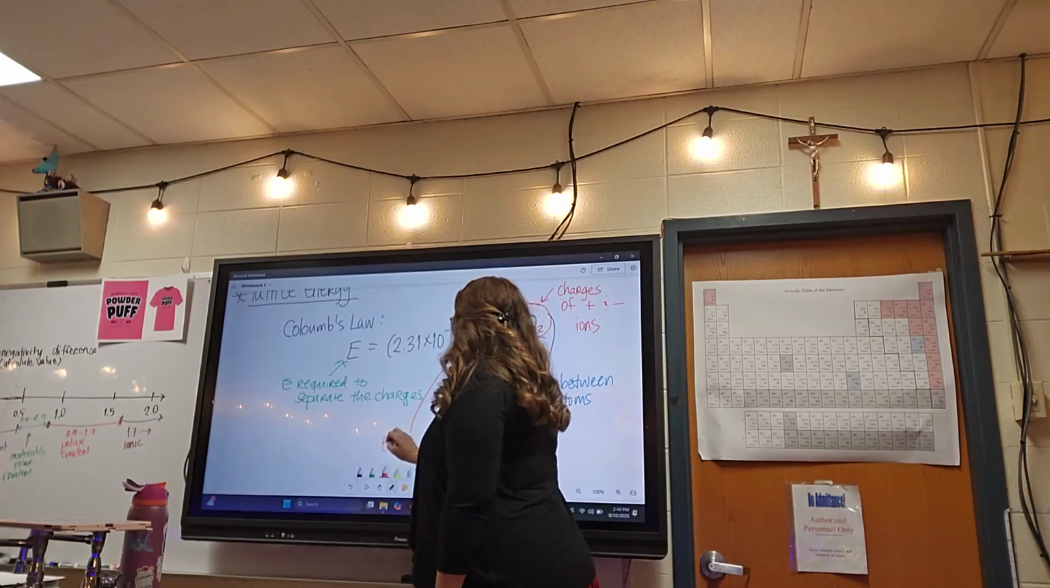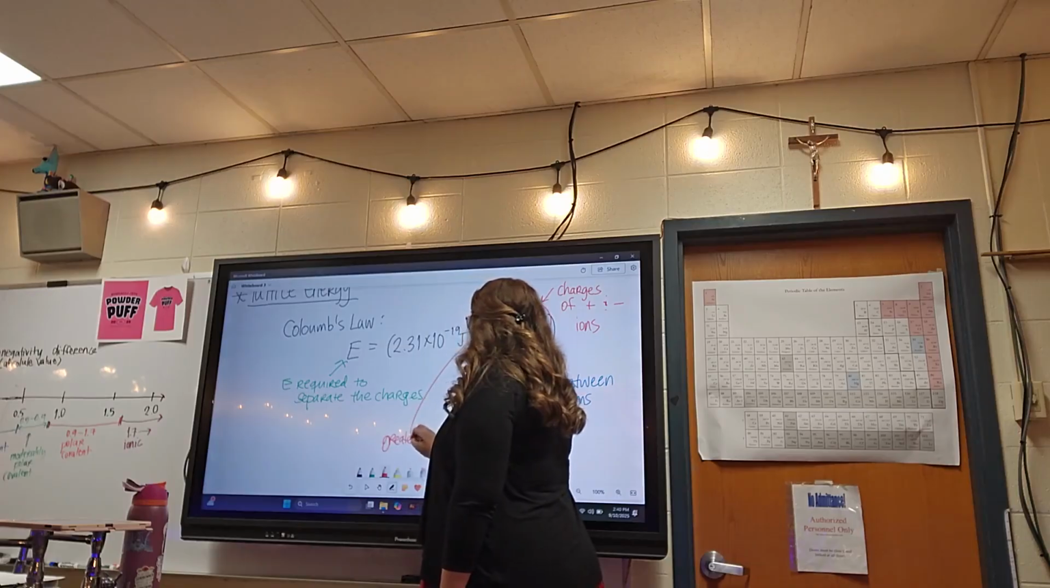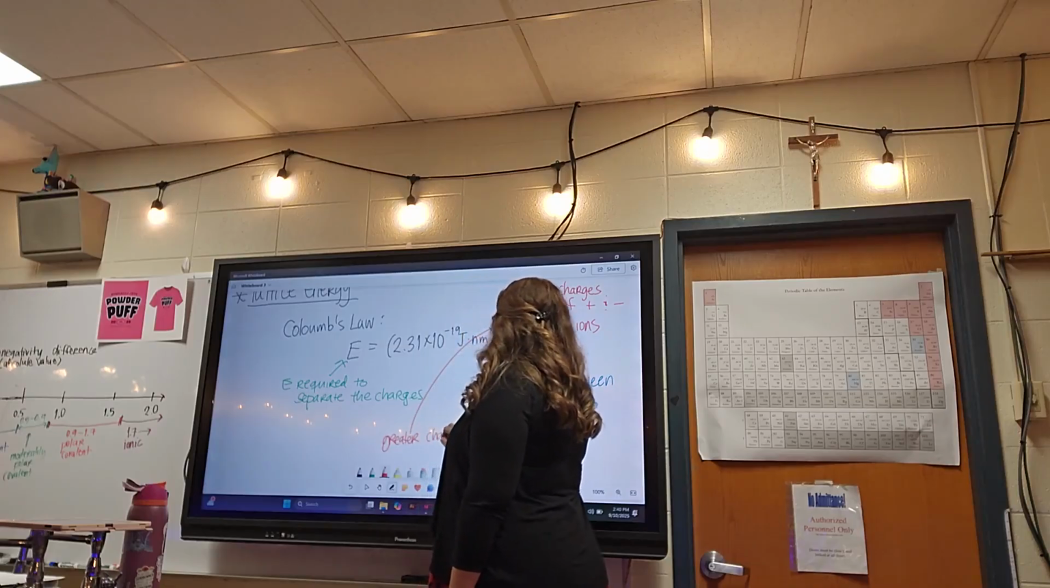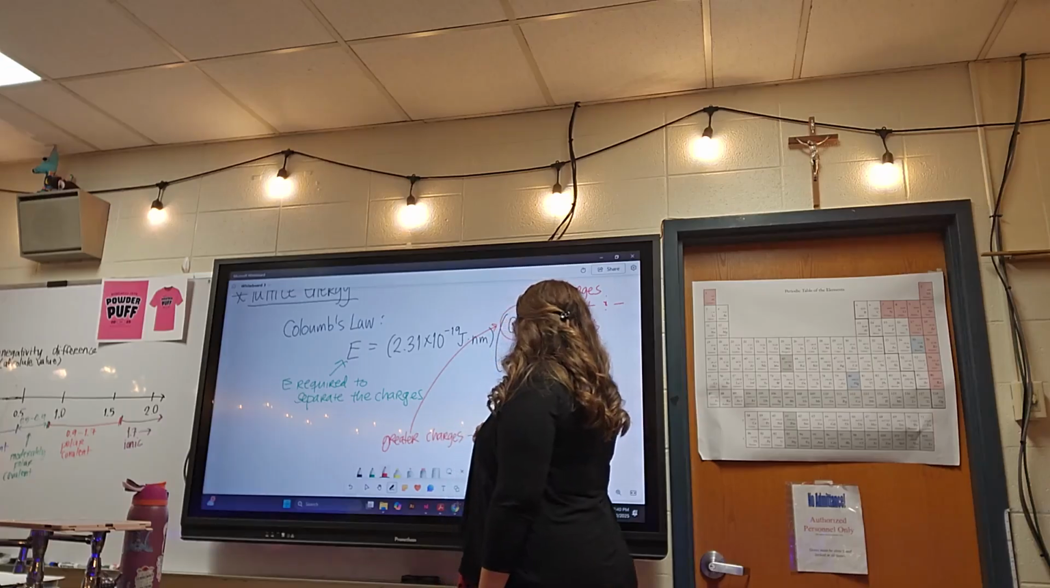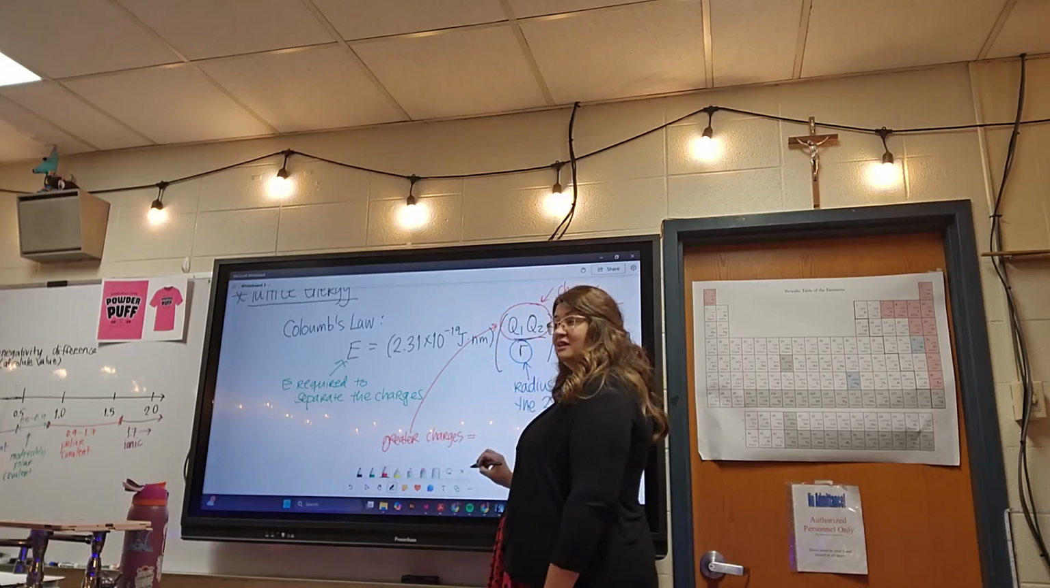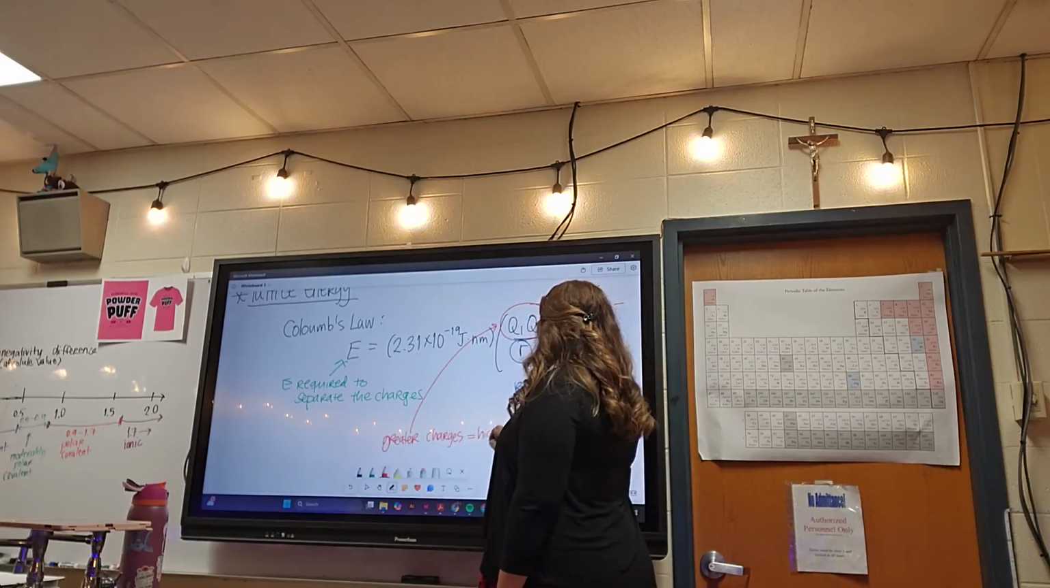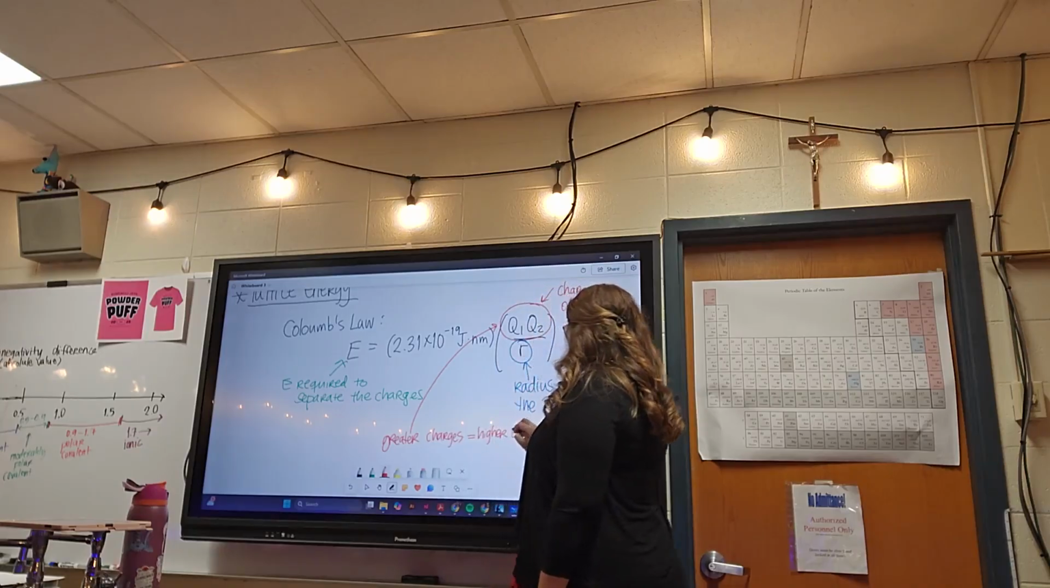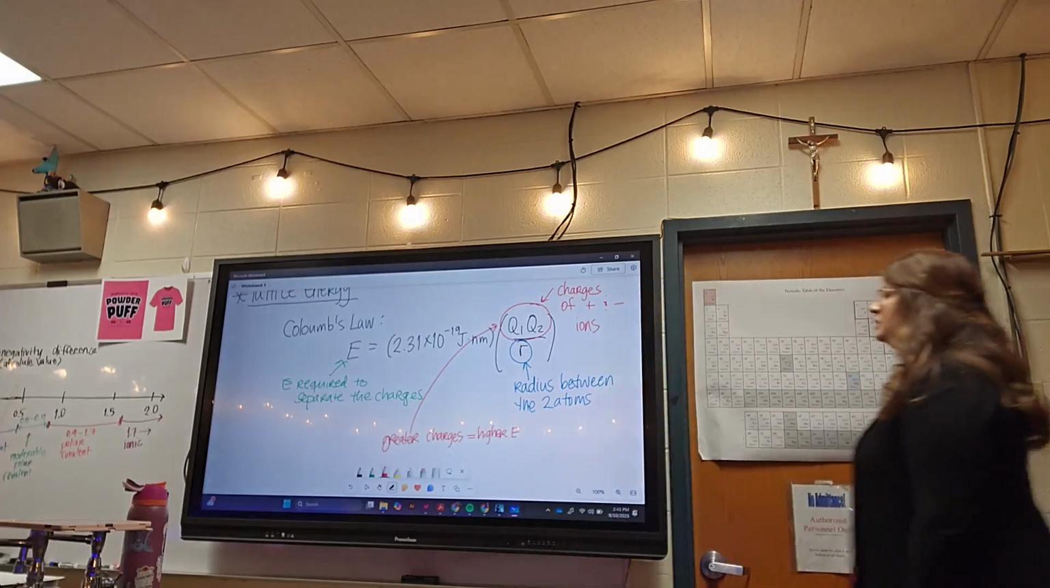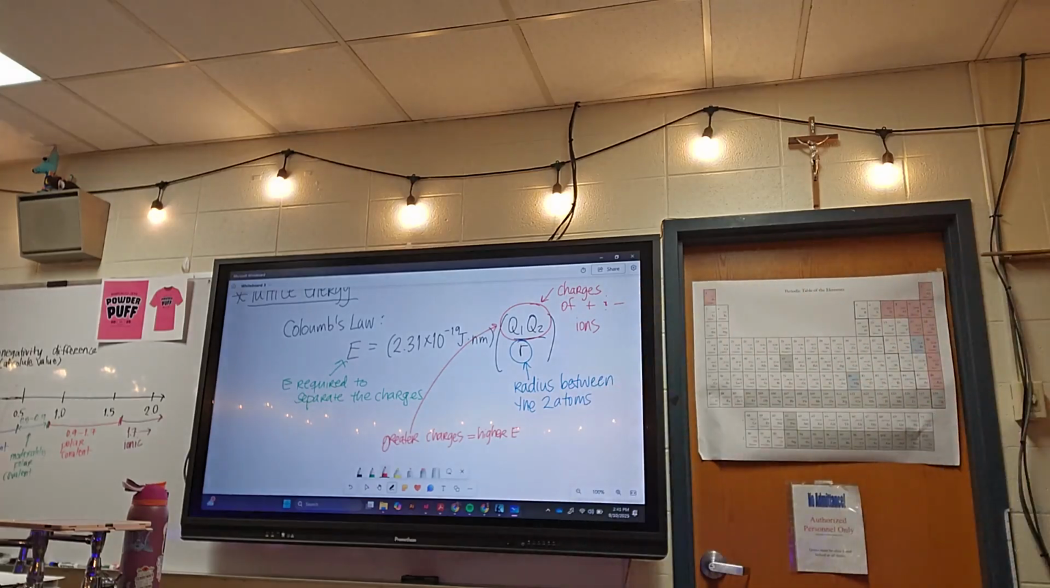Greater charge, a greater numerator, means a higher lattice energy. Right? That makes sense to us mathematically. If we're putting a number on the top of a fraction, that's increasing the magnitude of the result of the math, whatever math there is.